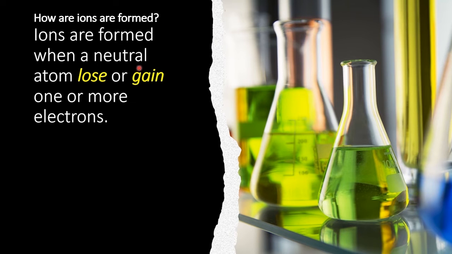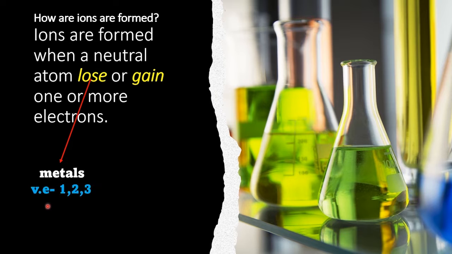How are ions formed? It happens when a neutral atom either loses or gains electrons. Why does an atom need to lose or gain electrons? It needs to lose or gain electrons to achieve the octet rule, or to become stable. How can you know if the atom will either lose or gain electrons?